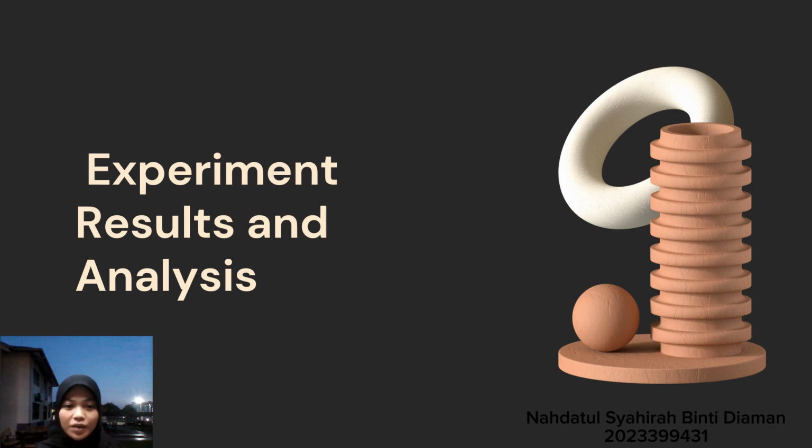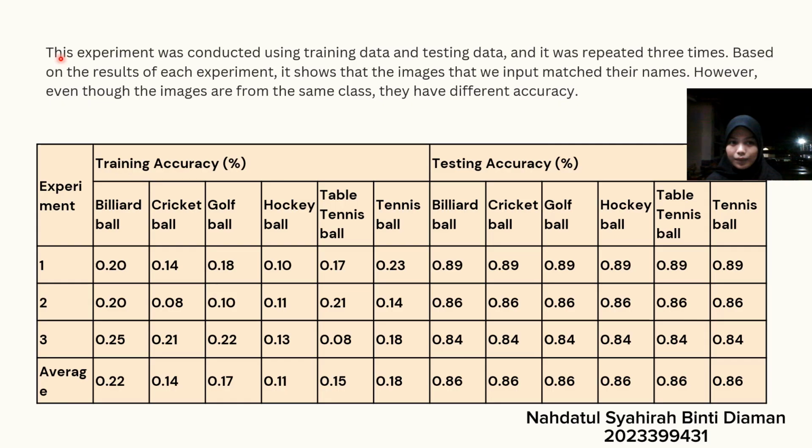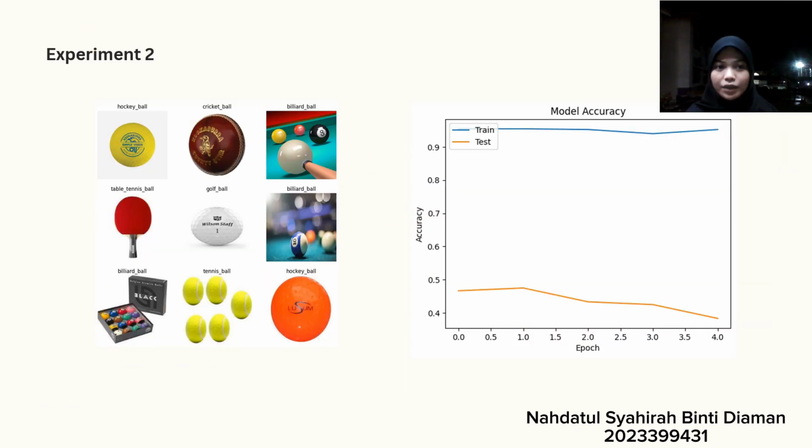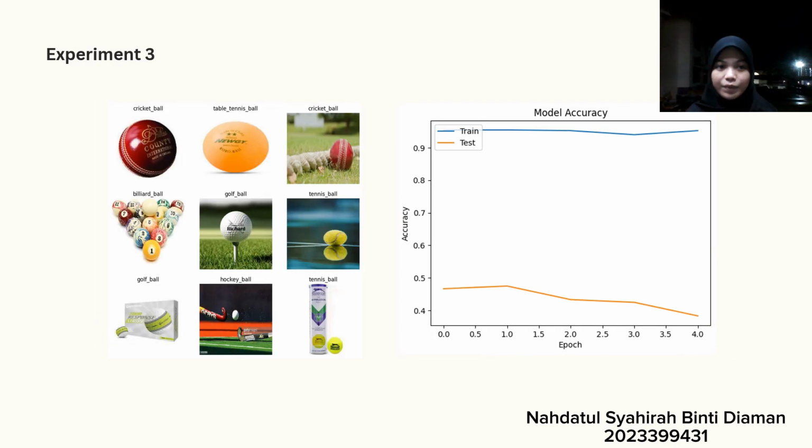Next, I'll present the experiment result and analysis. This experiment was conducted using training data and testing data, and it was repeated 3 times. Based on the result of each experiment, here it shows the images that we could match with their names. However, even though the images are from the same class, they have different accuracy. Here is the output for experiment 1, experiment 2, and lastly experiment 3.